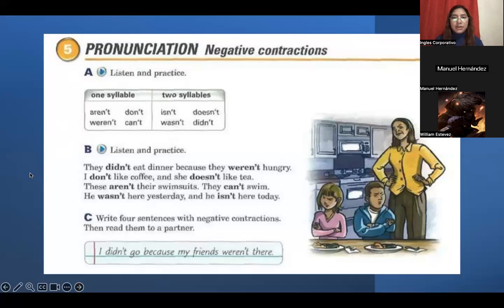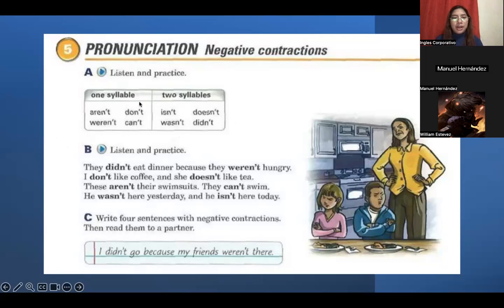So here we have negative contractions. Estas son las contracciones que estábamos viendo porque tienen una diferencia entre si hay una sílaba y hay dos sílabas. El objetivo de esto es to sound natural, para sonar natural a la hora de pronunciar estas negative contractions. Así que tenemos las de una sílaba, one syllable: aren't, don't, weren't, can't. Y tenemos las de two syllables: isn't, doesn't, wasn't, didn't. Porque esta solo es una sílaba y estas son dos sílabas.